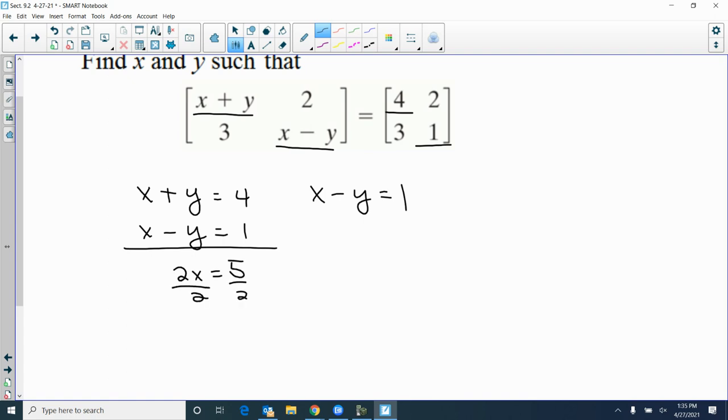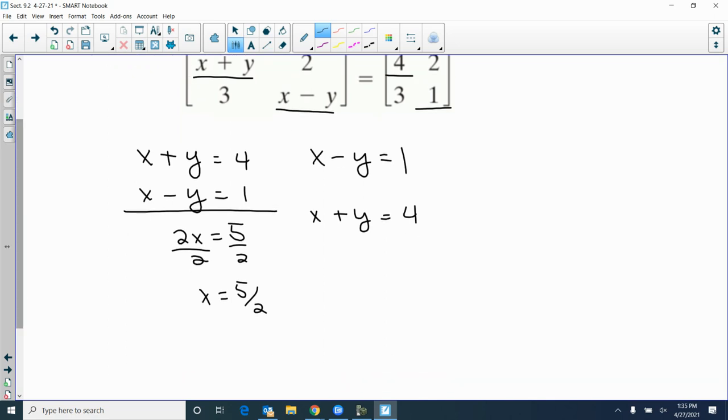Divide by 2. You get x equals 5/2. And now you can use either equation. I'm just going to use the x plus y equals 4. Plug in x is 5/2. Go ahead and figure out what y is. So I let 5/2 go in for x. 5/2 plus y equals 4.